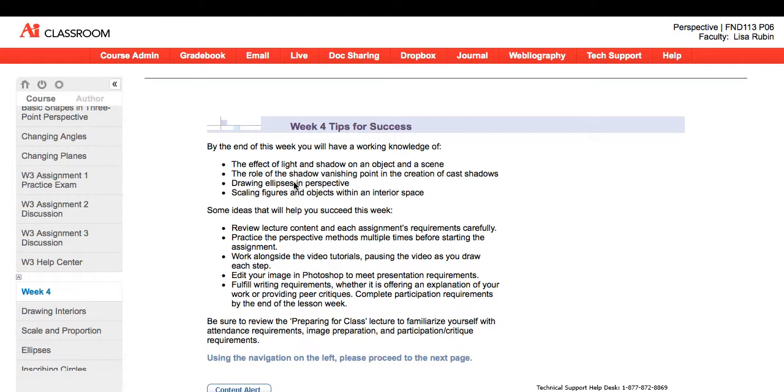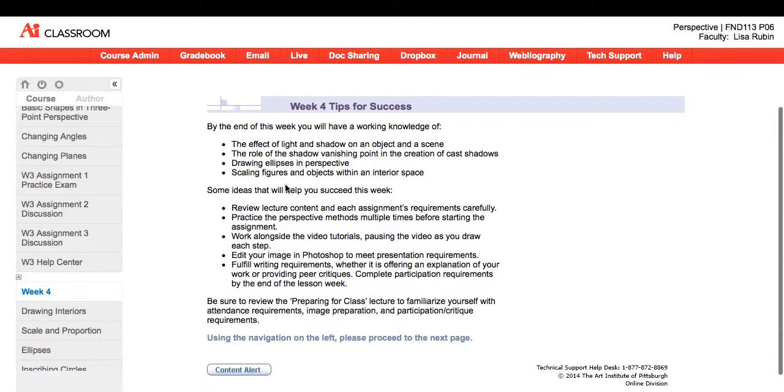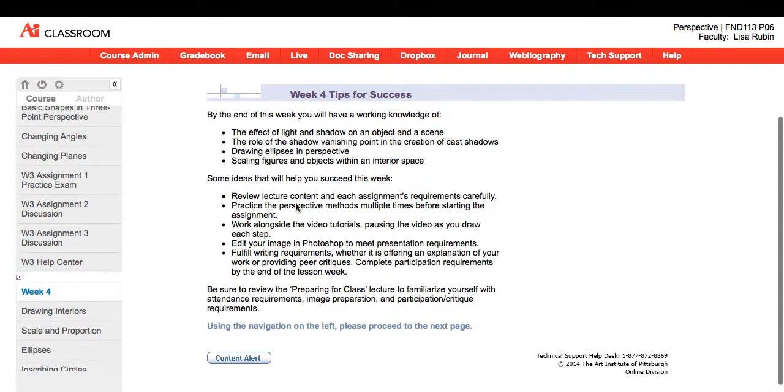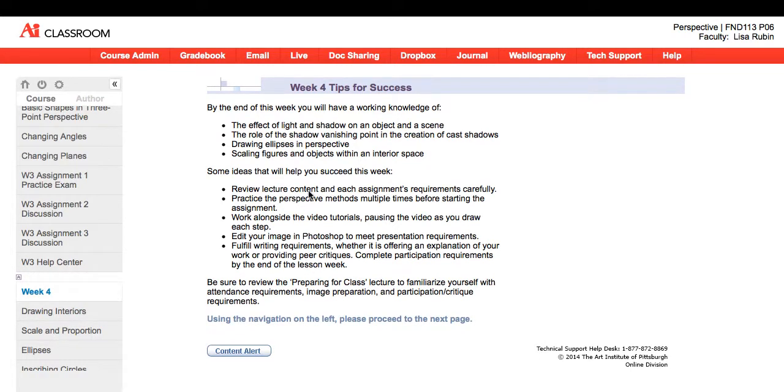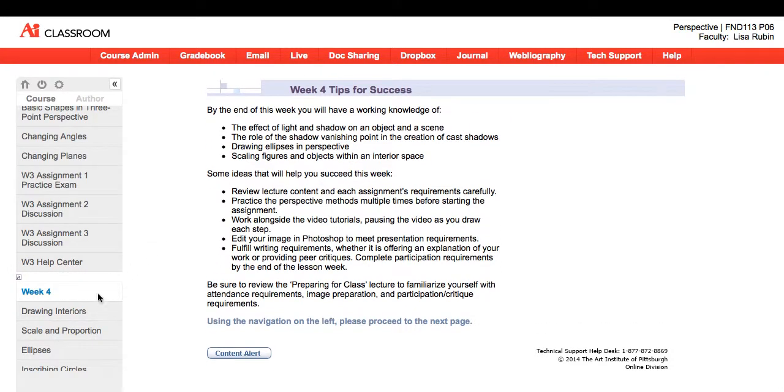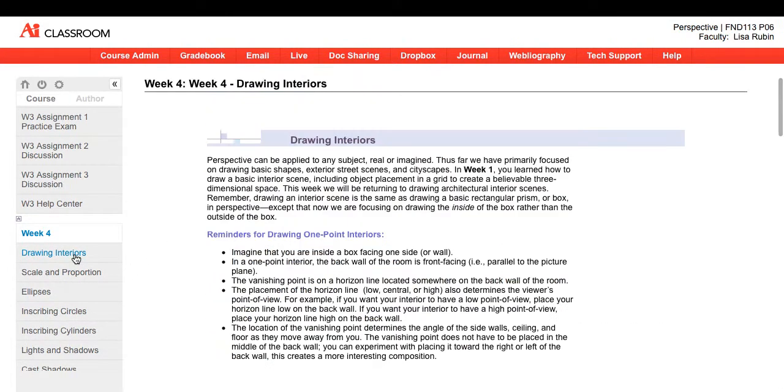We're also going to work on drawing ellipses in perspective, which are circles from us that have had the shape changed to an ellipse due to the fact that they're in perspective, all right? And the role of the shadow in the vanishing point and in the creation of cast shadows, scaling figures and objects within an interior space, okay? And I'll let you guys go over this. This is just really telling you to take your time to look at the material and the lectures and the videos carefully, okay?